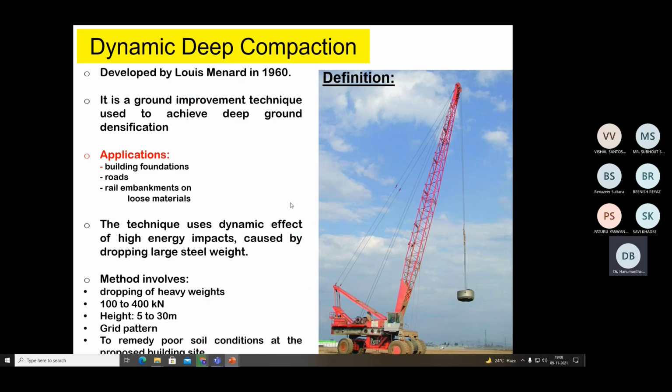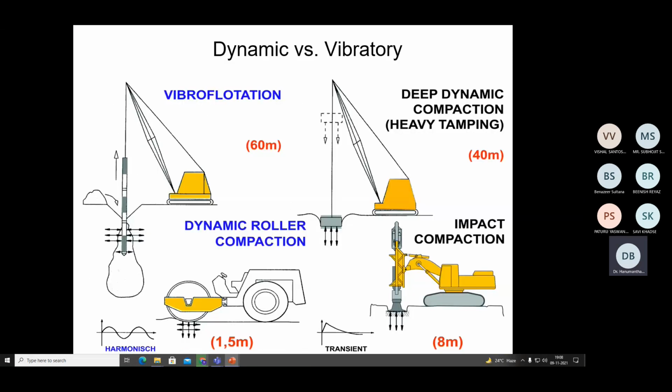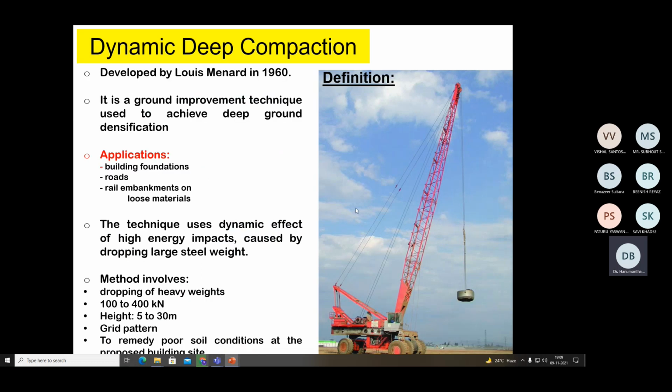Okay, so these are the four different techniques depending upon the depth of the improvement that we desire, so that we can resort to any one of these techniques. If it is shallow, then we can go for a dynamic roller, a little deeper impact compaction, even deeper deep dynamic compaction, even deeper we can go for vibro flotation. But now what we are going to discuss is deep dynamic compaction.